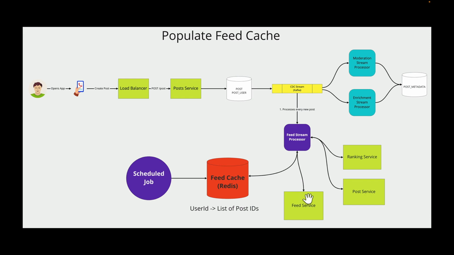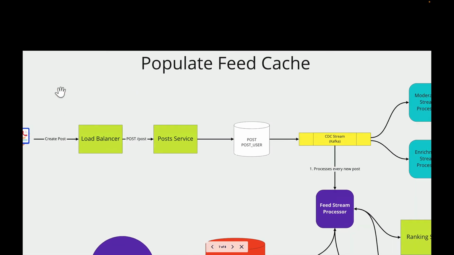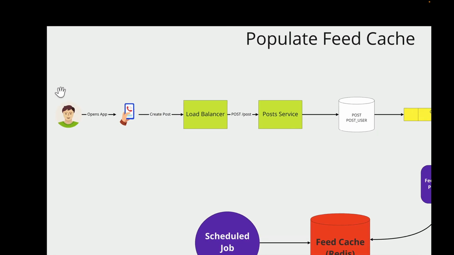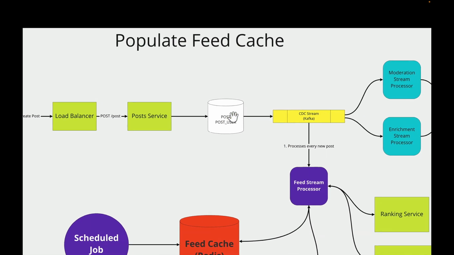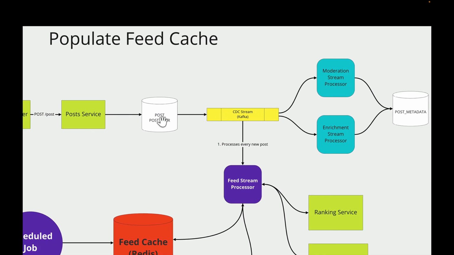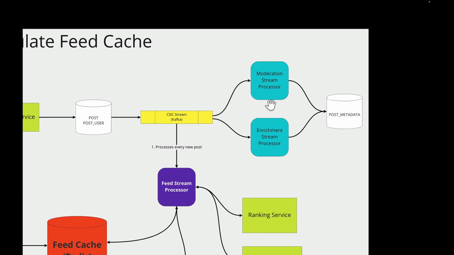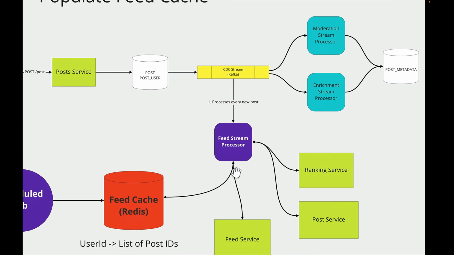Okay, so this is, I think, one of the more dense slides related to the population of the feed cache. On the top over here, the flow you see is exactly what we already talked about, where a user is creating a post, it's hitting the post service, and then once the post service is storing the post in the database table, you have a CDC stream, and then you have all those stream processing jobs trying to moderate the post and enrich the post.